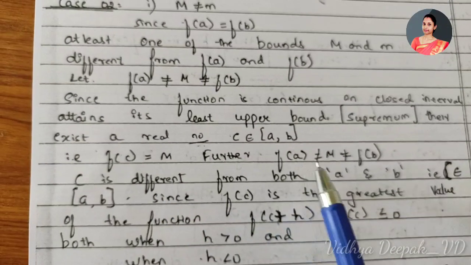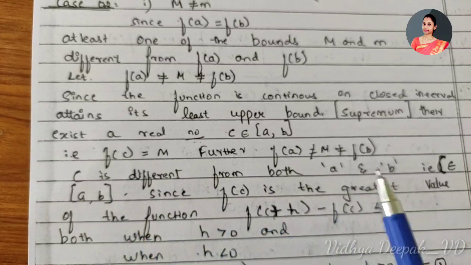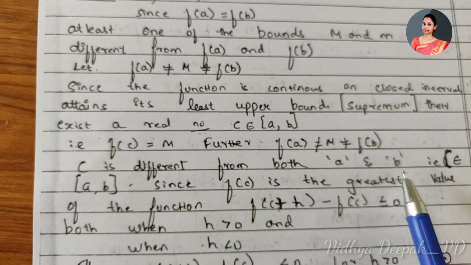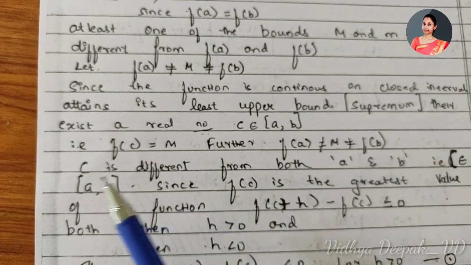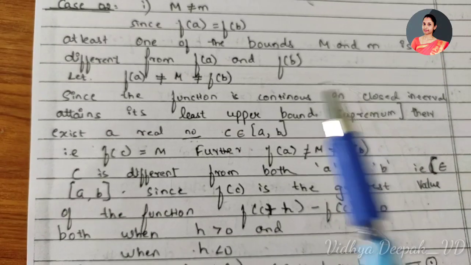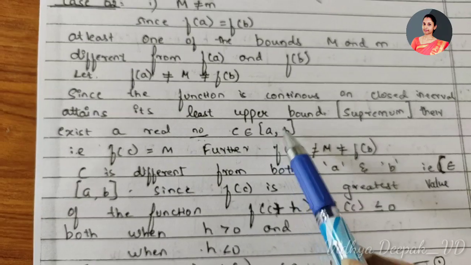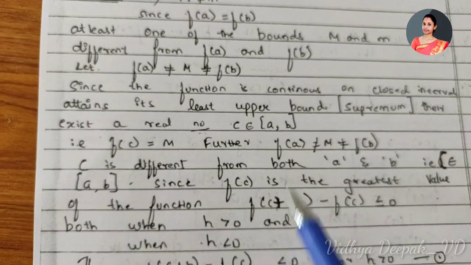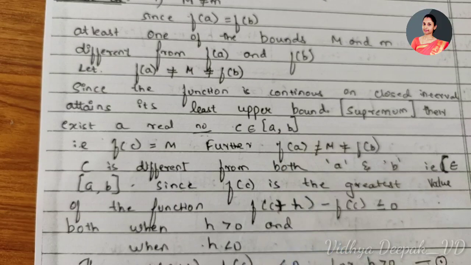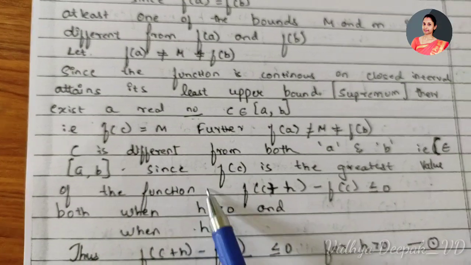Further, f of a is not equal to M, not equal to f of b. c is different from both a and b. So c is not equal to a and b. So c comes somewhere in between the interval a, b. It is not equal to a or b. That is, c belongs to the interval a comma b.